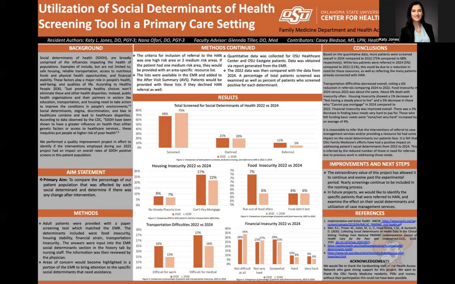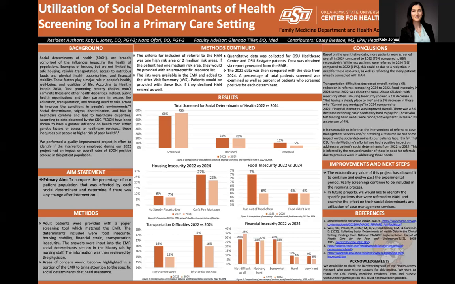So this is the second part of a project that was previously done. In that project, they tried to create a screening tool just to pick up on these health disparities and see if in the future these could be isolated and assistance could be provided. In this part of our project, we were able to take that screening tool and look at specific social determinants. In this case, we look at housing insecurity, food insecurity, transportation difficulties, and financial insecurities. And we're comparing 2022, from when this was initially started, to 2024, which is the most recent data.